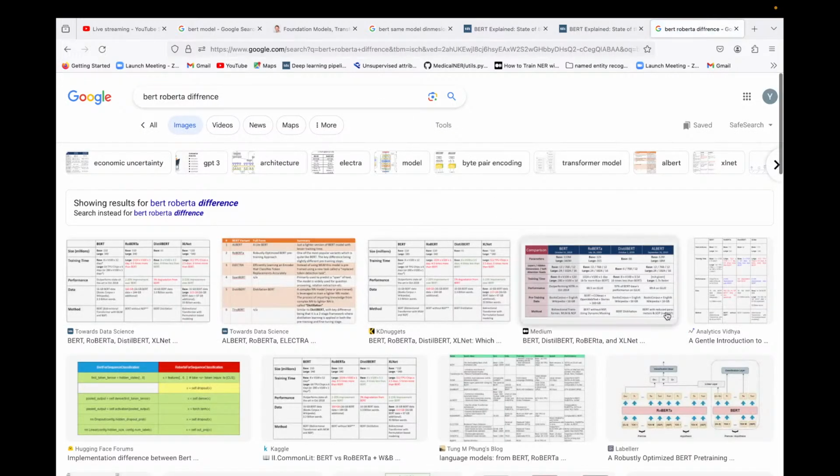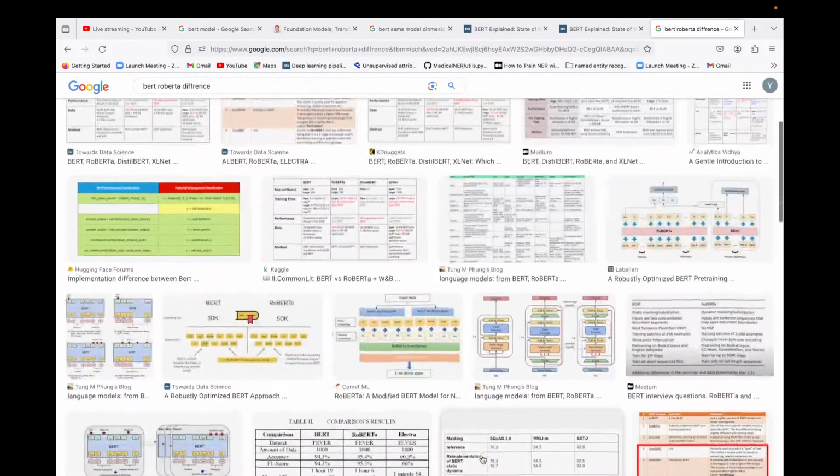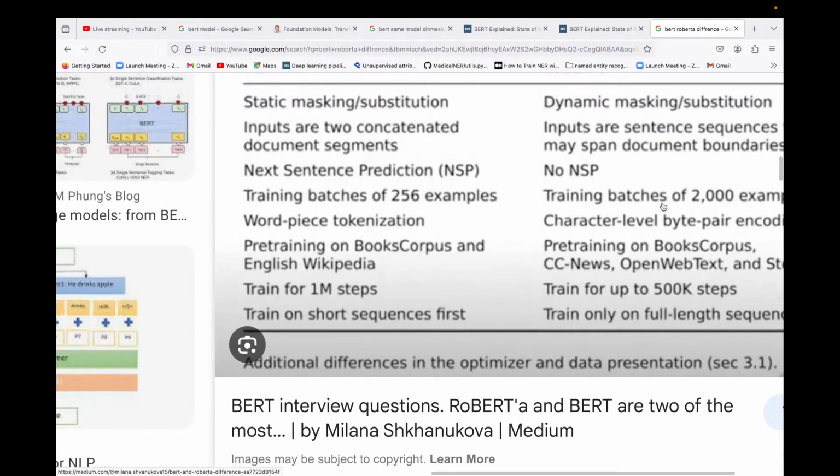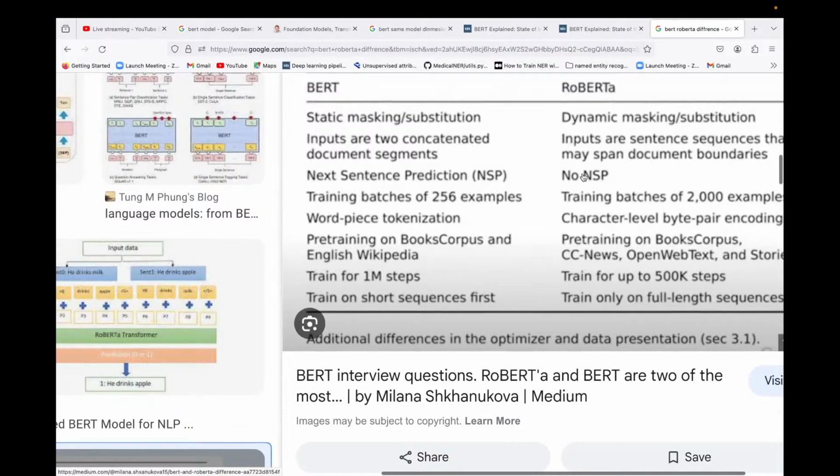In the RoBERTa model, unlike the BERT model, it will not utilize next sentence prediction. Here they have given the difference very nicely. The RoBERTa model does not utilize next sentence prediction and utilizes dynamic masking, while the BERT model utilizes static masking. Static masking means once you have hidden some particular words, those words will not change in the next iteration or epoch. But in RoBERTa, in the next iteration or epoch, those hidden words will change. That's why RoBERTa is not utilizing next sentence prediction.